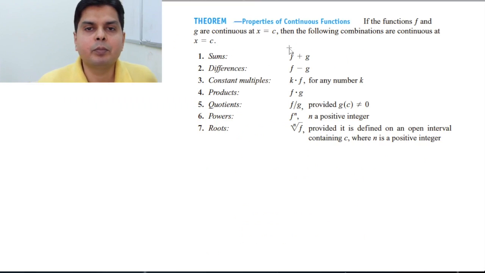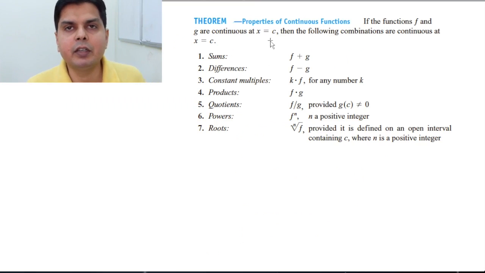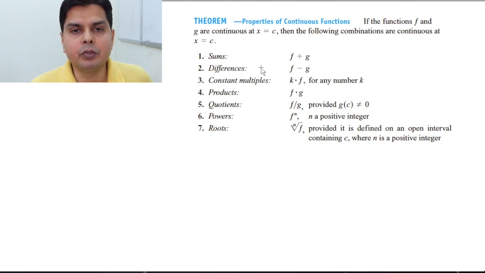Now we will see some properties of continuous functions. If functions f and g are continuous at a point, say x is equal to c, then the following combinations are also continuous at x is equal to c. Like the sum of the continuous functions, f plus g, that will also be continuous.